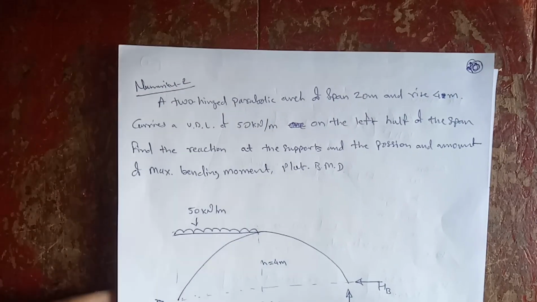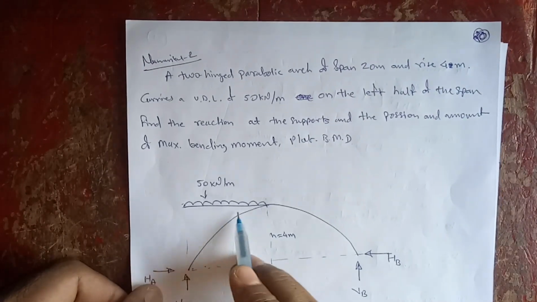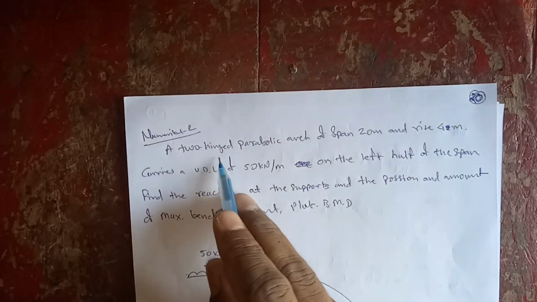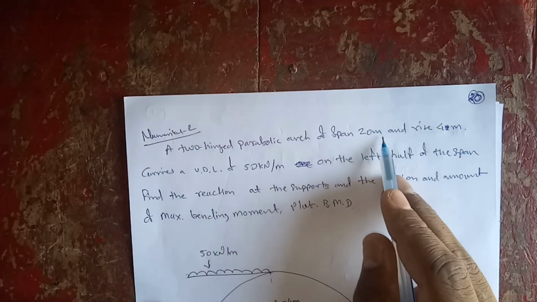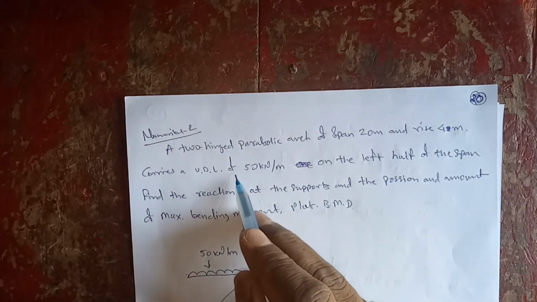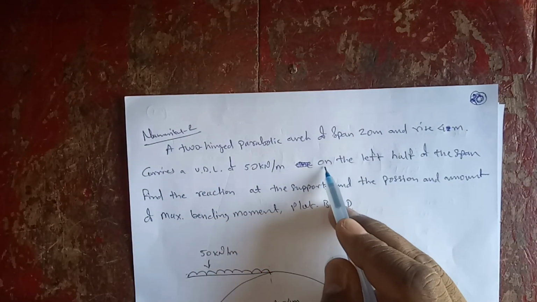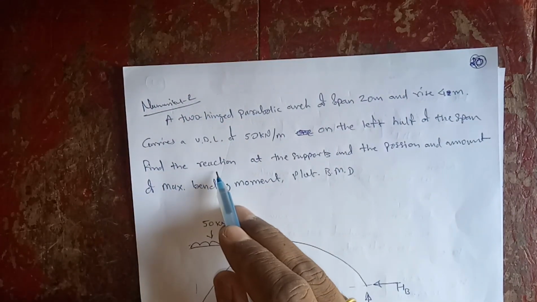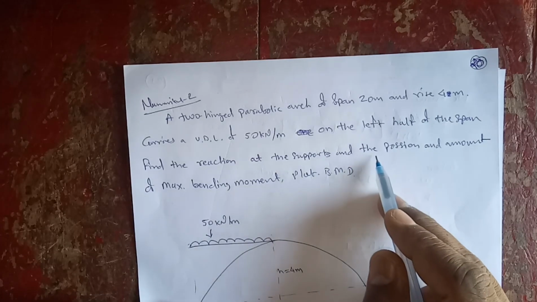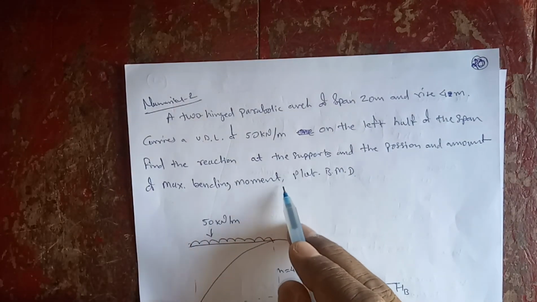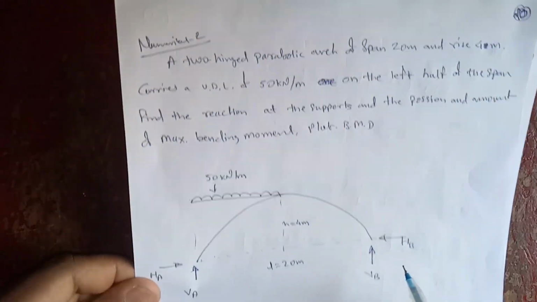Now we'll discuss another problem. If there is a UDL acting on half the span, say a 2-hinge parabolic arch of span 20 meter and rise 4 meter carries a UDL of 50 kilonewton per meter on the left half of the span. Find the reactions at the supports, the position and amount of maximum bending moment, and plot the BMD. So this is what is asked.